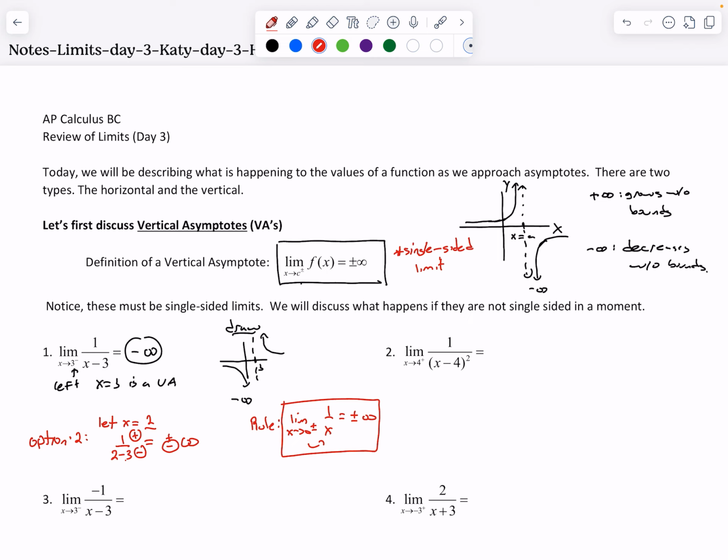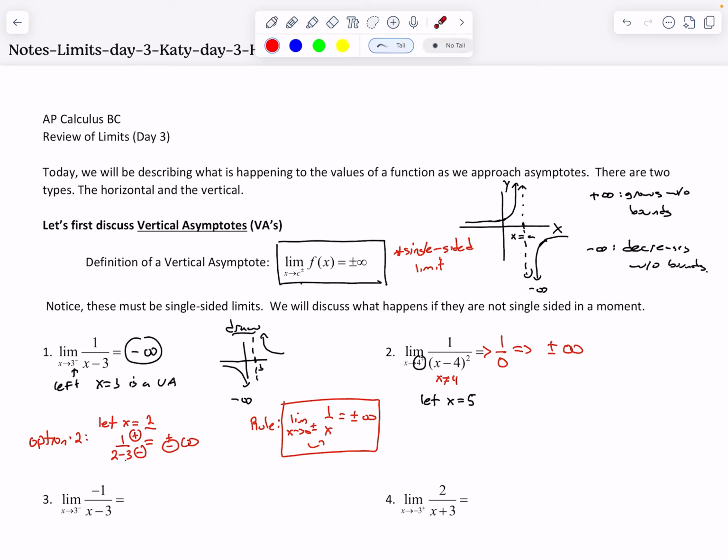I know that sounded like a lot, but I'm going to show you, for example number 2, just how fast this can go. Again, x cannot be 4. If I were to plug in 4, I would get 1 over 0, which remember is either plus or minus infinity. So I just want to know whether it is positive or negative. So what I'm going to do is let x be a number close to 4, but on the right. So give me a number close to 4, but on the right. 5.